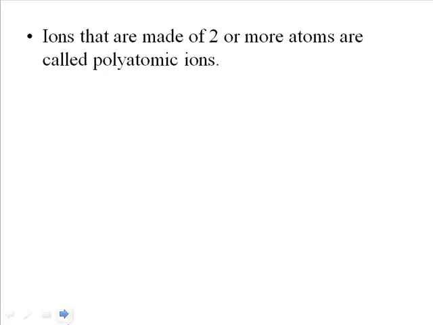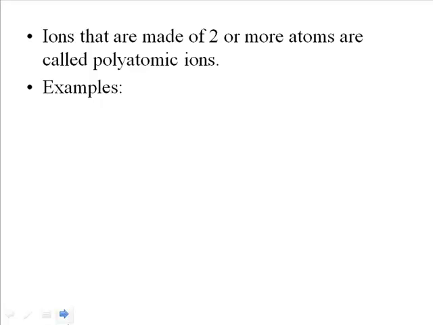All of the ions we've seen so far have consisted of a single atom that's either gained or lost electrons to become positively or negatively charged. There are, however, many ions out there that are made up of more than one single atom. These are called polyatomic ions. Polyatomic ions are any ion that's made of two or more atoms that have a charge. Let's look at a couple examples.